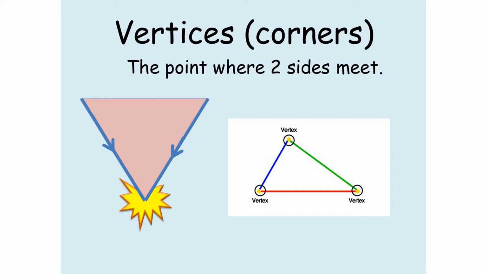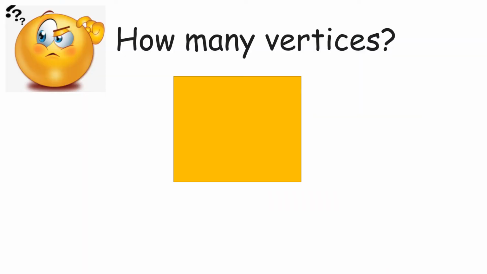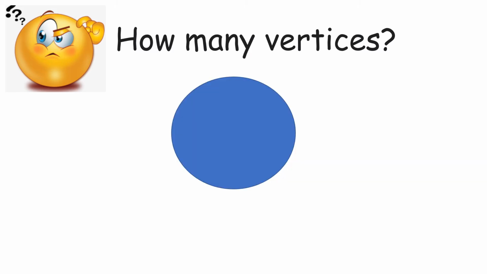So have a look at this triangle. How many vertices can you see? We can see 3 vertices, and this is the point where 2 sides meet. How many vertices on our square? Can you count them? 4 vertices.